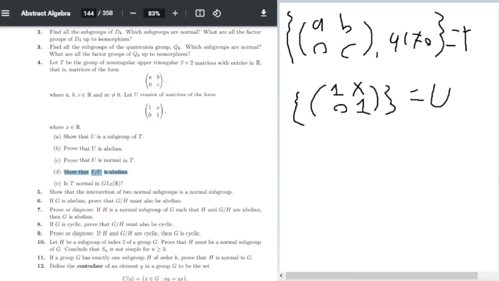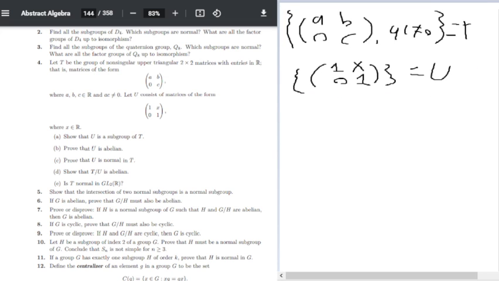Alright. Show that T over U is abelian. So let's think about this in a more general sense. I want to figure out when any factor group is abelian. So suppose that aH bH is equal to bH aH, which implies that abH is equal to baH.